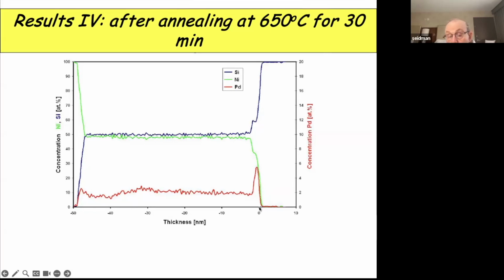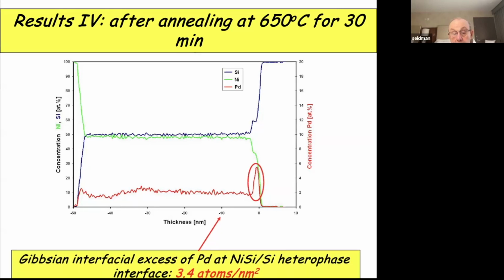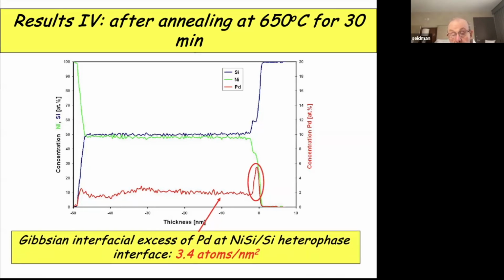And you can see the scale of things here. This is 0 here. That's the interface. And you see the width here is quite small. It's maybe about 1.5 to 2 nanometers thick, that interfacial segregation. And to put it in more quantitative terms, it's about 3.4 extra atoms per square nanometer at this interface over here. And that gives you an idea of the sensitivity of this technique to very small coverages of the interface.